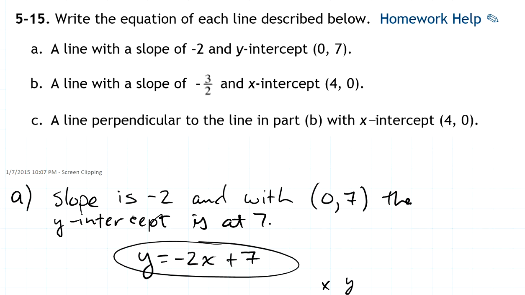Write the equation of each line described below. First line is a line with a slope of -2 and a y-intercept of (0, 7).